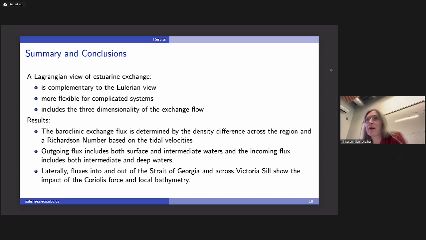At the Victoria Sill, the mixing is also important. And so one thing to realize from the analysis I just gave you, I talked about a component of the estuarine exchange. I talked about the gravity current exchange, but there's also a component of mixing.